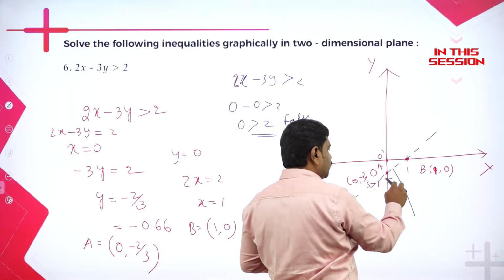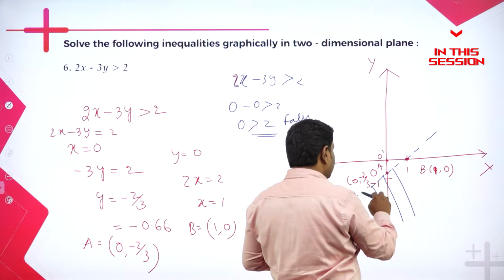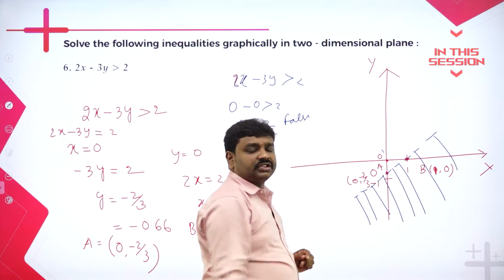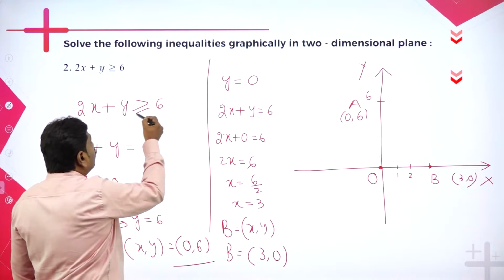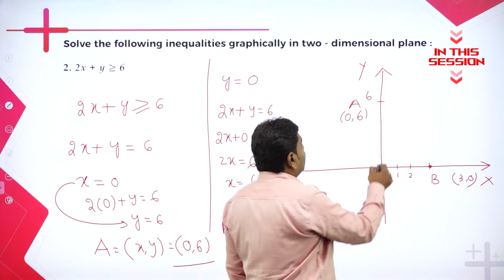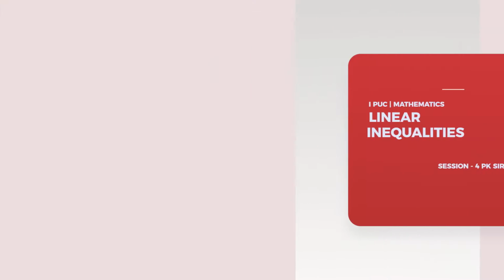How to decide whether to shade above or below? I should go away from 0. From the line, go away from 0, which means shade below. Don't shade towards the origin, shade away from the origin. That's it. Greater than or equal to is there, and because equal to is there, I should draw a continuous line joining these points.